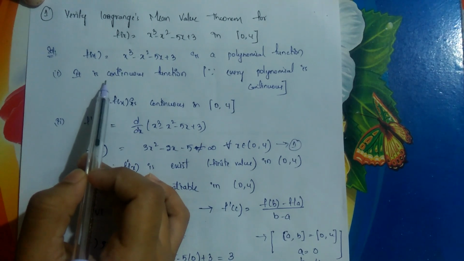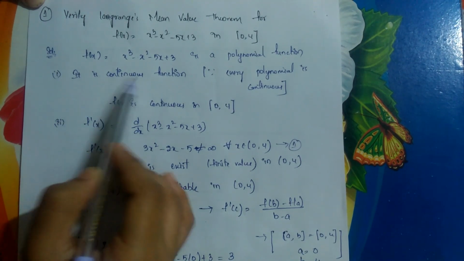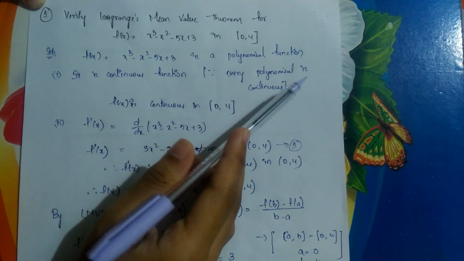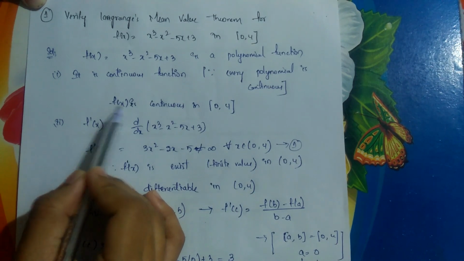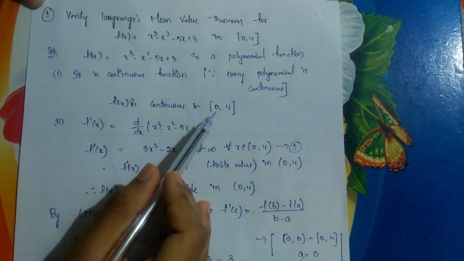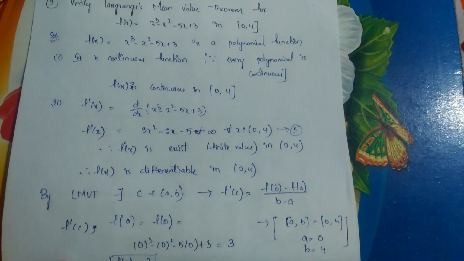And the first condition, it has to satisfy is being a continuous function. Then it is a continuous function since every polynomial is continuous. So we know the reason also. Therefore f of x is continuous in the interval 0 to 4. And we have to check for differentiability also.